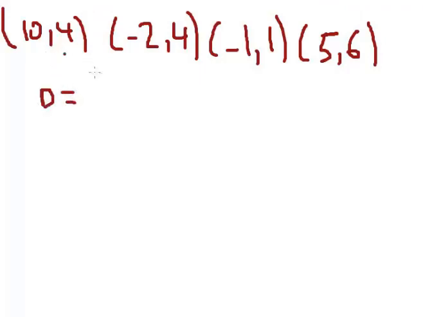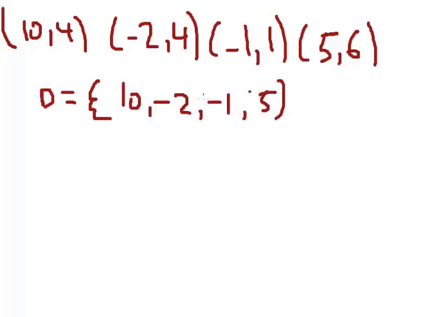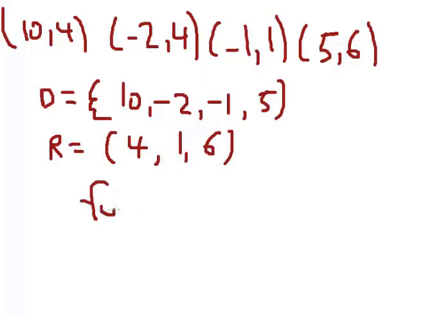Well, the domain, we've got 10 is the x value. So we've got 10, we've got -2, we've got -1, we've got 5. You can put them in order if you want, but you don't have to. The range is what the y's can be. Y can be 4, and then another 4, so that's already there, and a 1 and a 6. Is this a function? The answer to that is yes, it is a function.